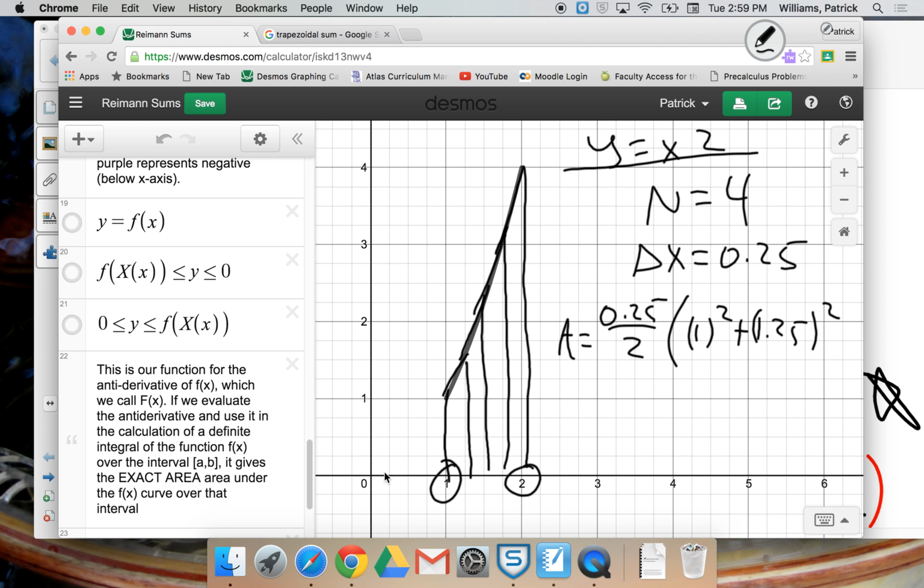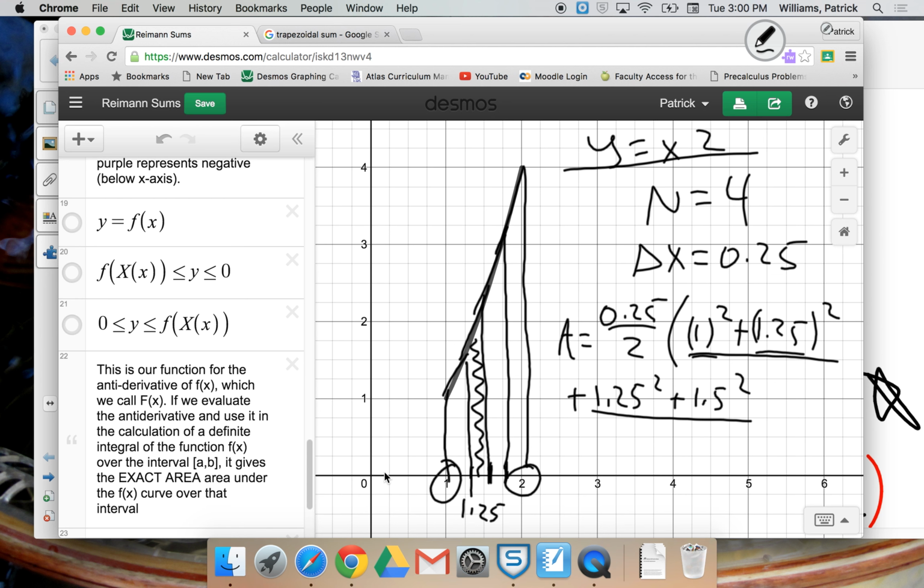If our function was sine of x, these would reduce down to sine of 1 plus sine of 1.25. The reason we have 1.25 is because that's that x value of that division. Remember, this x value is 1.5, this one is 1.75. So we've added that one, then we'll say plus 1.25 squared plus 1.5 squared. This is what we're getting from the second one.